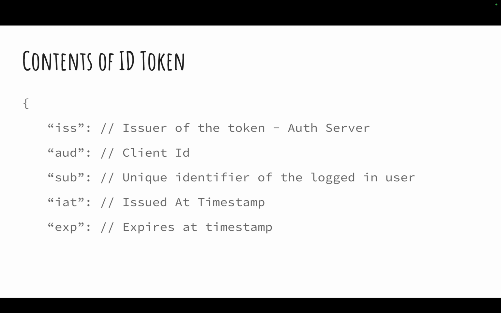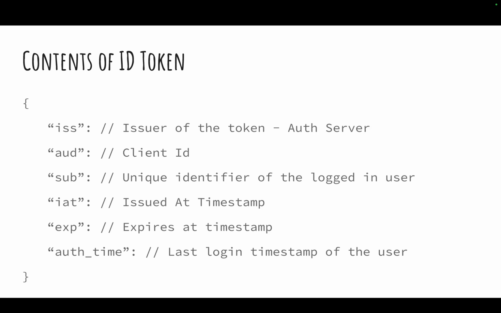Then we have exp, that means expiry timestamp. Then we have auth time, which is the last login timestamp of the user. Generally, this information is taken from the user's database where we store when the user logged in, when the user logged out, and things like that. So those were the required contents of the ID token. These claims must be present in the ID token, but there is other information about the user, because if you see, we are not providing any additional information here about the user. We are only providing the subject, which is present in the access token itself.